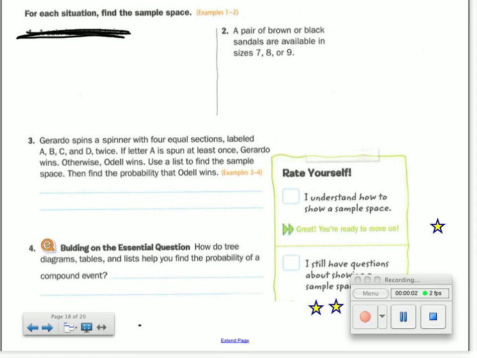All right. So again, you need to find for each situation the sample space. So for number 2, we want to try to find the sample space. That's not just the number of outcomes, but also I want to know what each outcome would be. There are different ways. If you wanted to, you could set up like a little chart maybe.